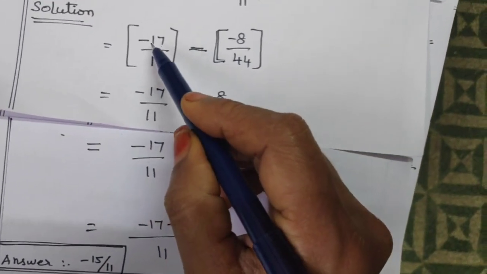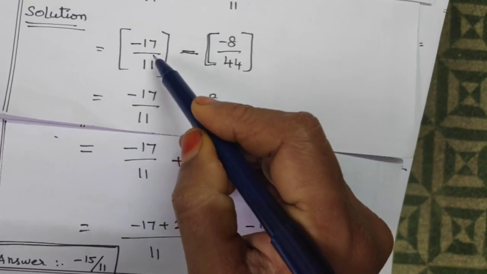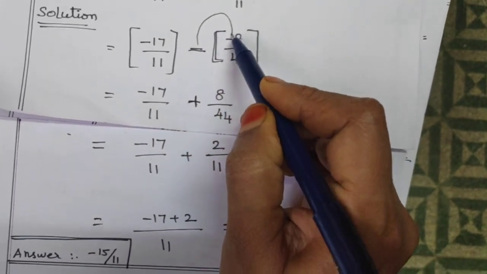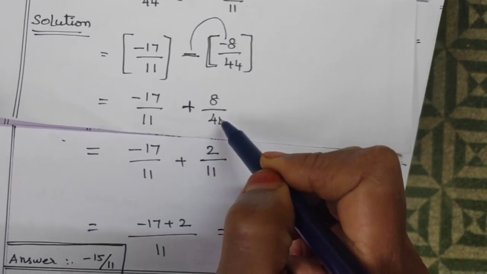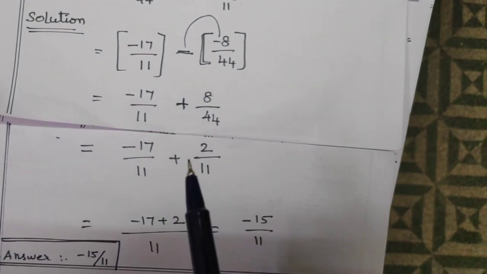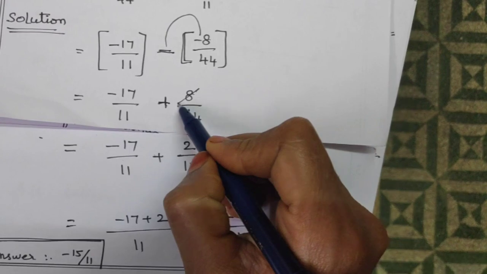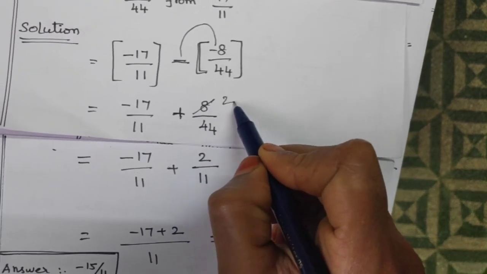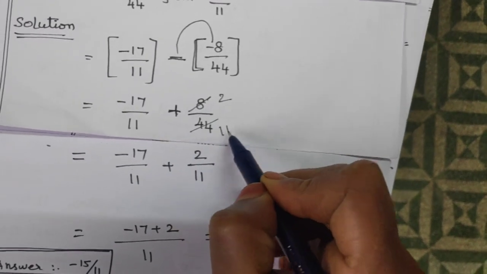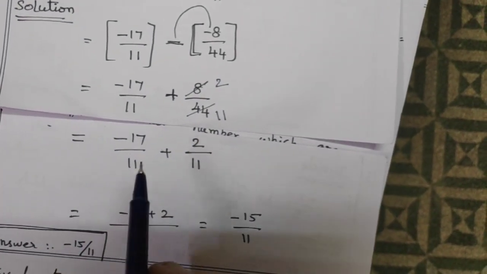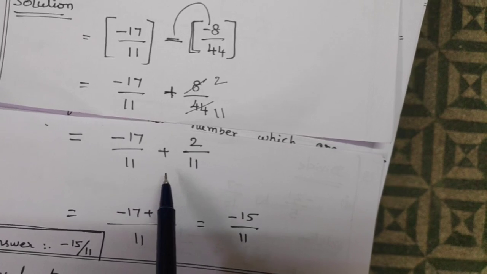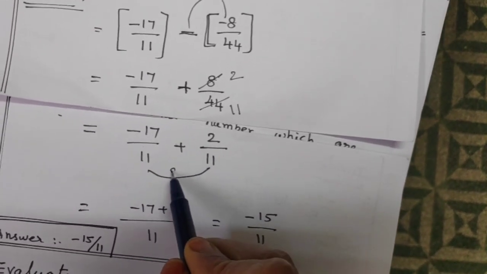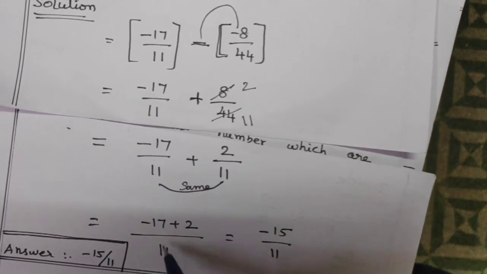Now next step, remove the bracket. You write minus 17 by 11, minus into minus is plus 8 by 44 is equal to. Now you cancel here using the fourth table and cancel the number. 4 2s are 8, 11 4s are 44. So equal to minus 17 by 11 plus 2 by 11. Now two numbers also have the same denominator, so write it one time.